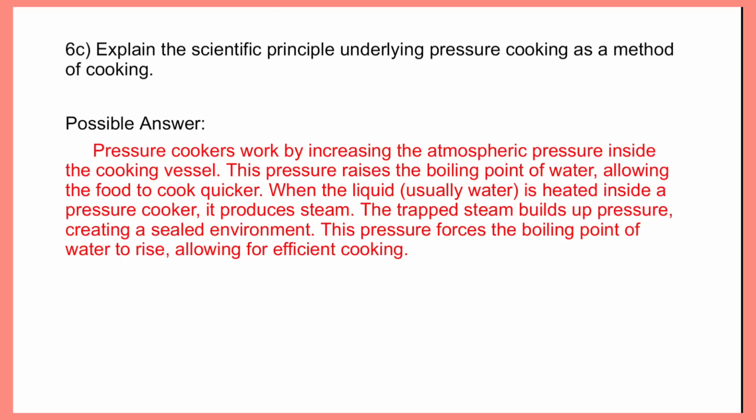When the liquid, oftentimes the liquid used is water, so when the liquid is heated inside the pressure cooker, it produces steam. The trapped steam builds up pressure, creating a sealed environment. This pressure forces the boiling point of water to rise, allowing for efficient cooking.